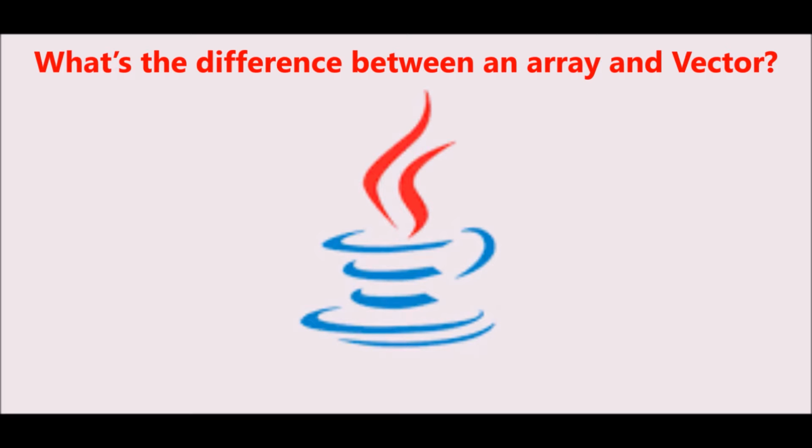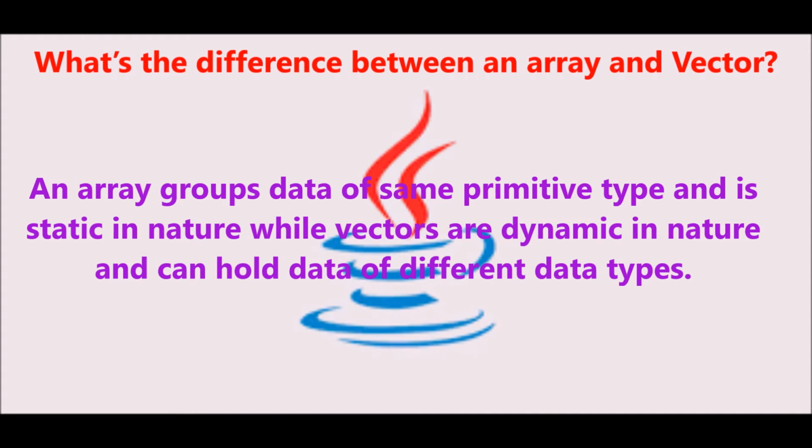What's the difference between an array and a vector? Answer: an array groups data of the same primitive type and is static in nature, while vectors are dynamic in nature and can hold data of different data types.